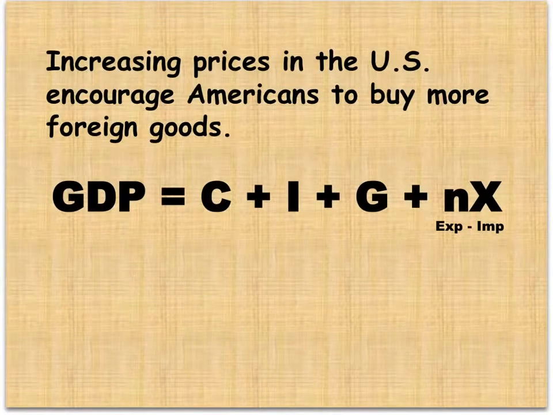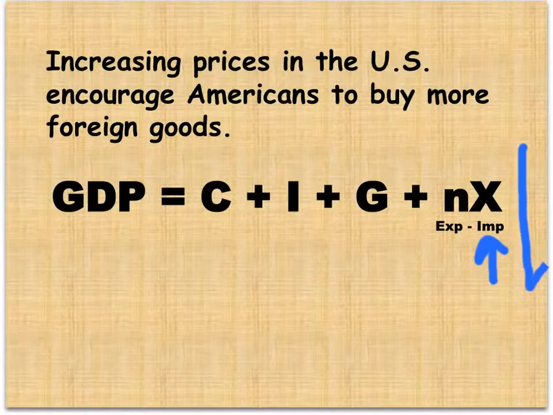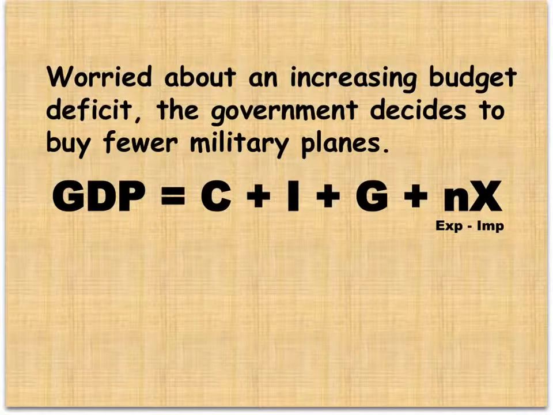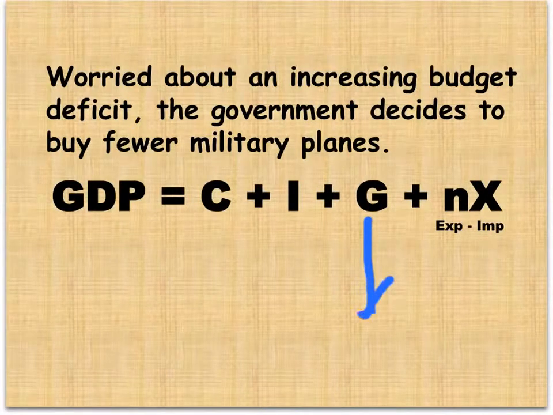Increasing prices in the U.S. encourage Americans to buy more foreign goods. Well, if we're buying more foreign goods, that means imports are going up. But notice net exports is exports minus imports. So net exports, the whole category, will therefore go down because we're making the negative bigger, and therefore GDP as a whole will go down. And finally, worried about an increasing budget deficit, the government decides to buy fewer military planes. It's very clear what's happening here. Government spending is going down, and when that happens, GDP goes down.